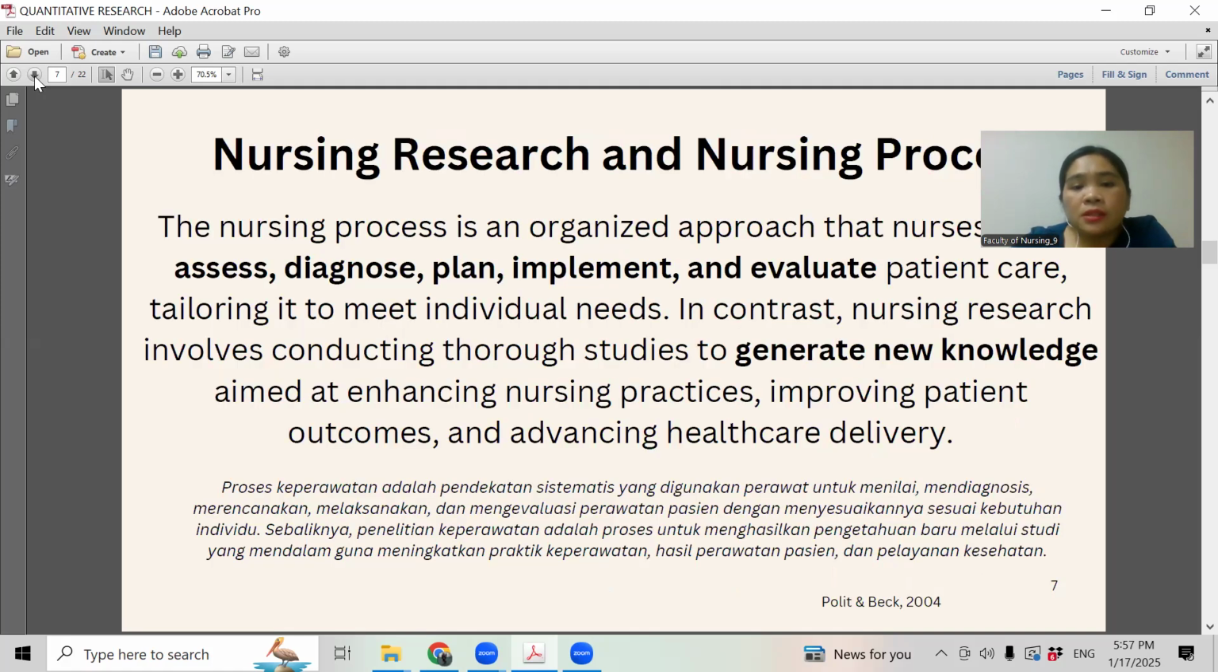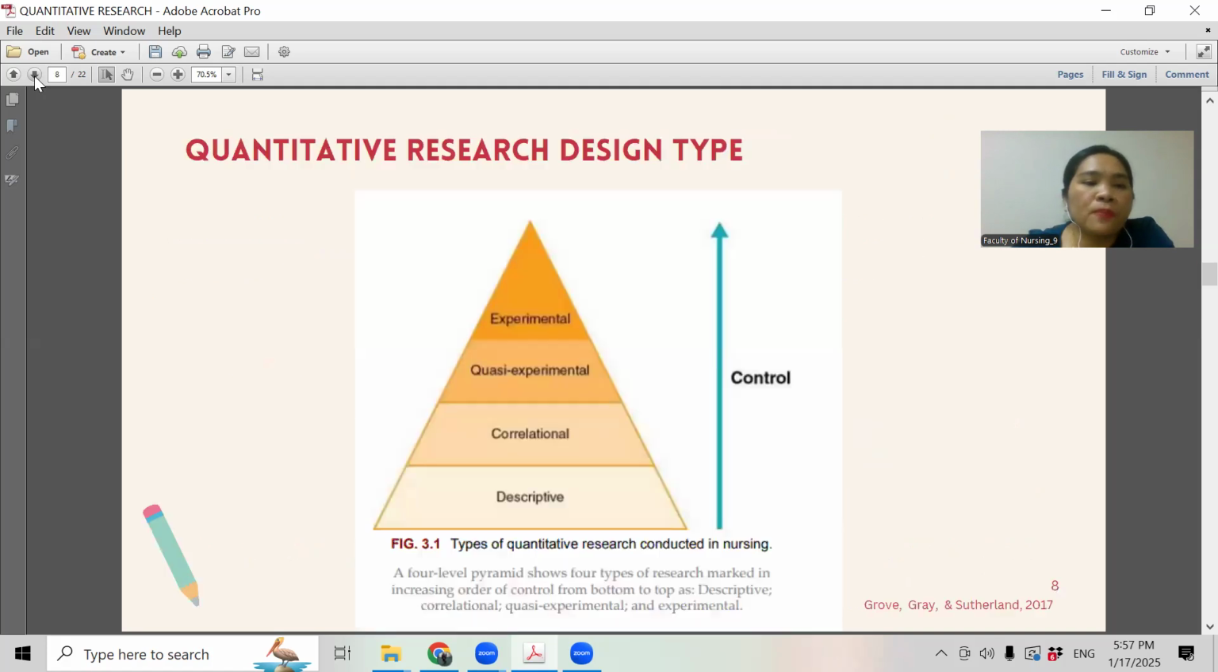So nursing research is different from the nursing process. In the nursing process, we do assessment, diagnosis, planning, implementation, and we evaluate our patient care. However, in nursing research, we do studies to generate new knowledge. So it is different, yeah.